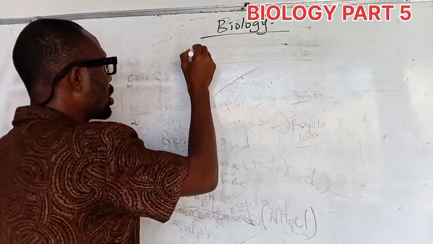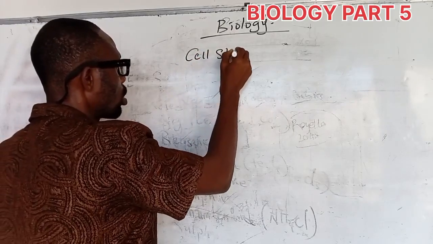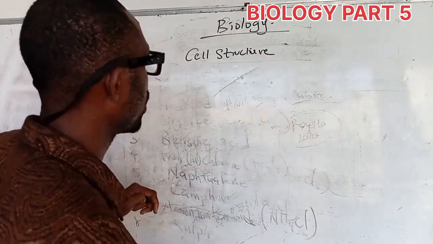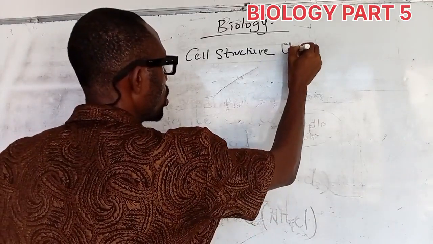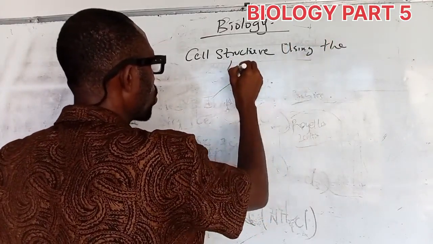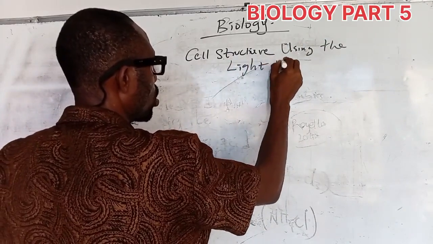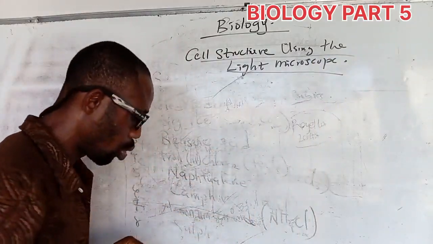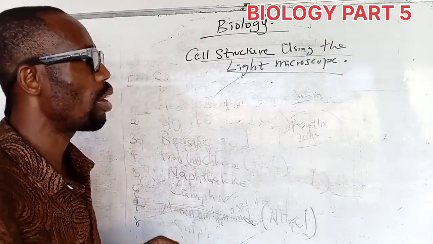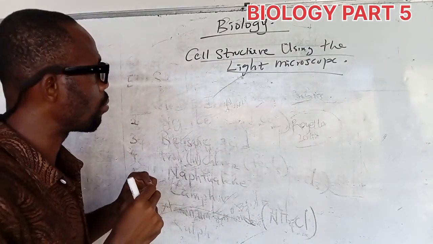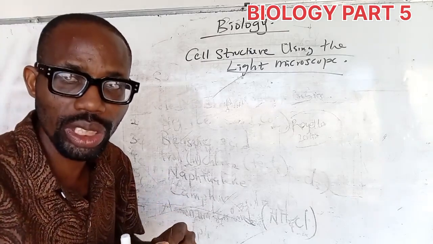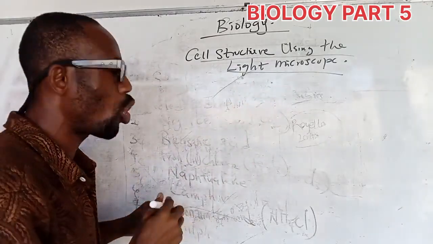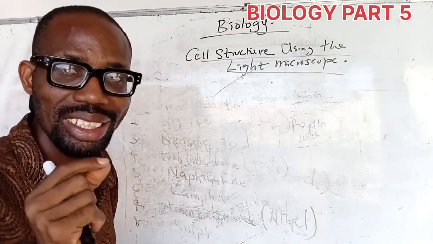Now, we're going to be looking at cell structure using the light microscope. I want you to take note of something. For the cell to be studied using the light microscope, the plant or animal material is cut into a thin section.